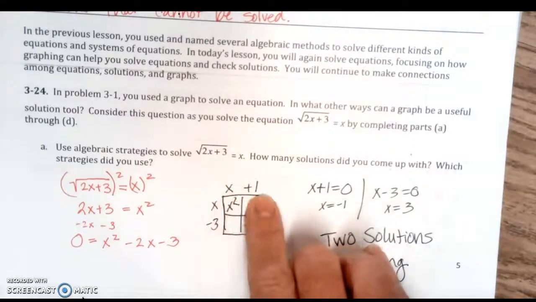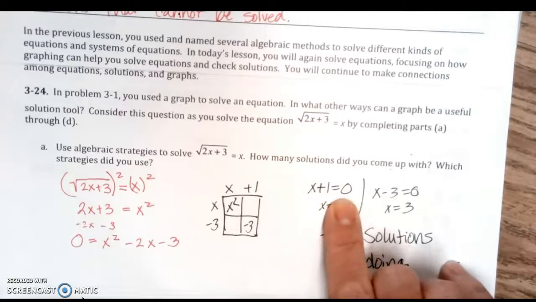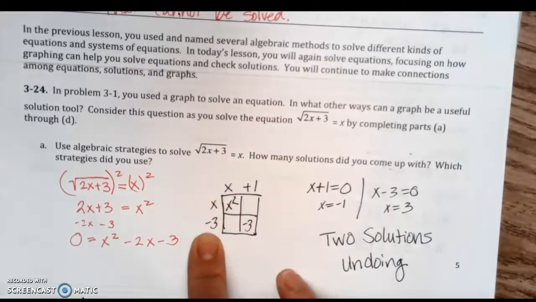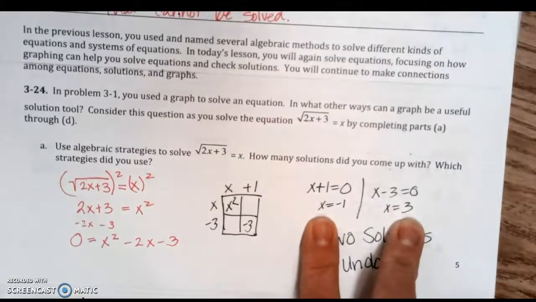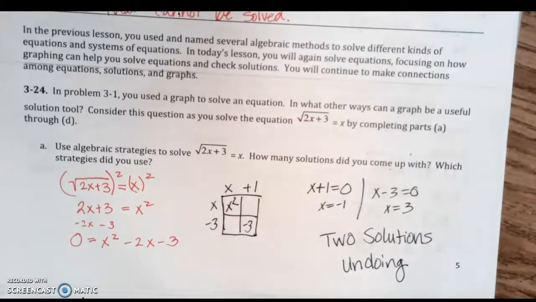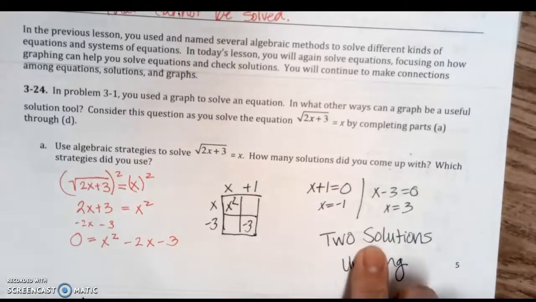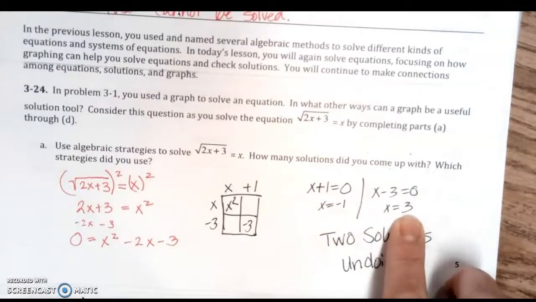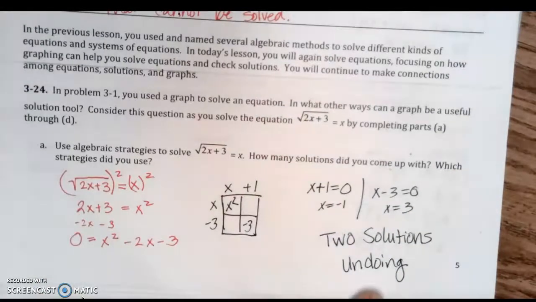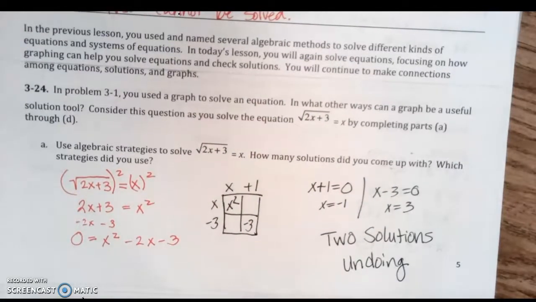So you take the binomial across the top, set it equal to 0, take the binomial along the side, set it equal to 0, and solve these independently. Okay? One of the questions it asks you is, how many solutions did you come up with? We came up with 2 solutions, right? We got negative 1, and we got positive 3. Then it asks, which strategies did you use? I used undoing, or you could call it inverse operations, right? Some people prefer that term. All right, any questions so far?